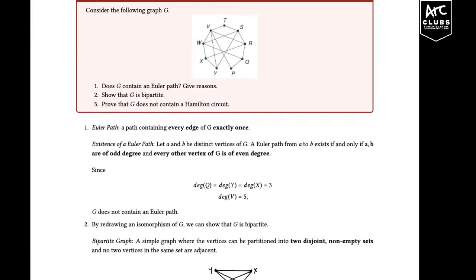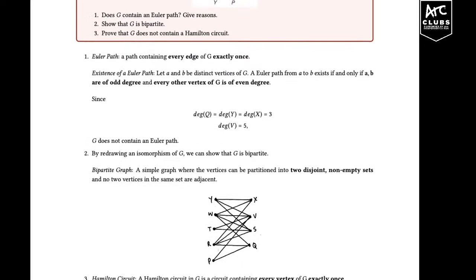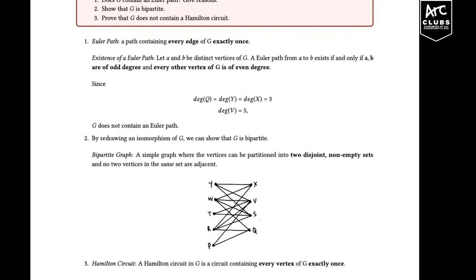Okay, question 2 says show that G is bipartite. Again, you need to know what a bipartite graph is, and this is a simple graph where your vertices are partitioned into two disjoint non-empty sets, right? And you can see here my first set would be the vertices Y, W, T, R, and P, and my second set would be my vertices X, V, S, and Q. The main thing is that no two vertices in the same set are adjacent, and that just means that there is no edge that links, say, Y and W in my first set, and so on.